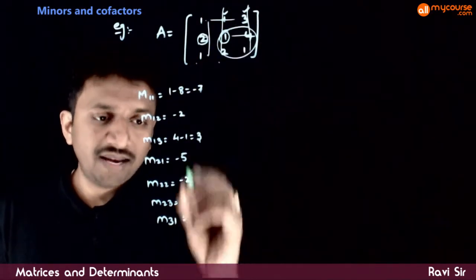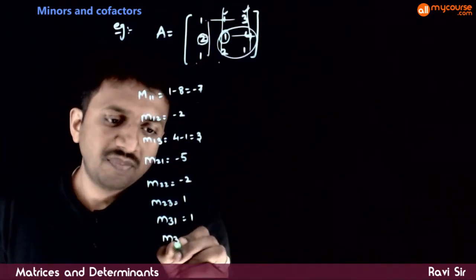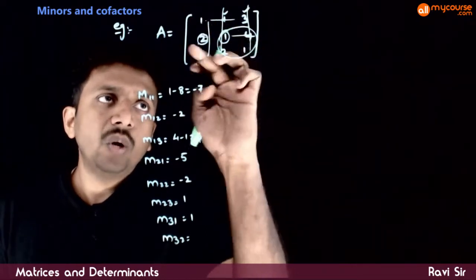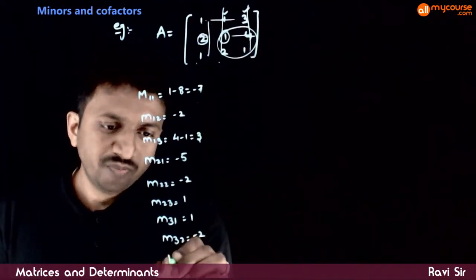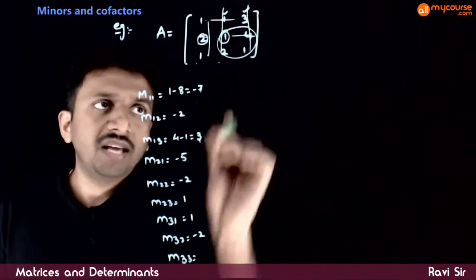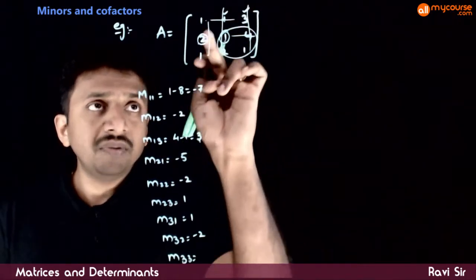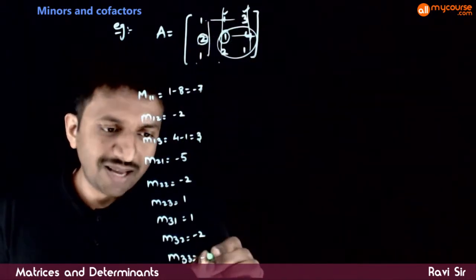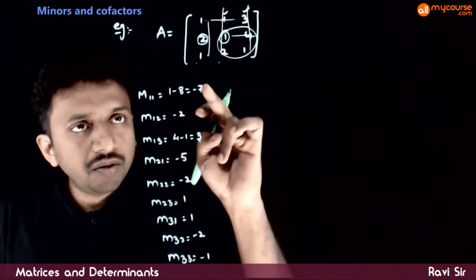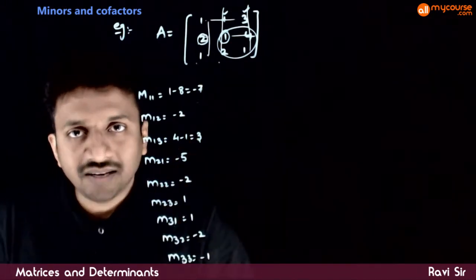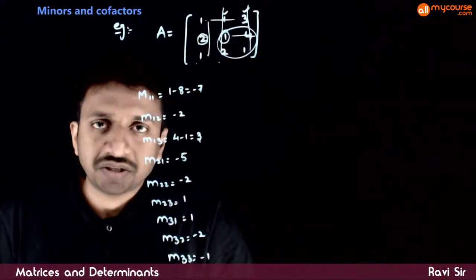M31 is 4 minus 3, which is 1. M32 is 4 minus 6, which is minus 2. M33 is, you remove this row and this column, 1 minus 2, which is minus 1. So you get all the minors corresponding to different positions.